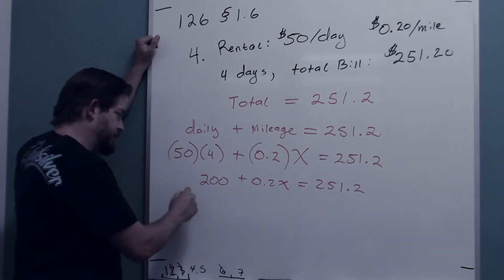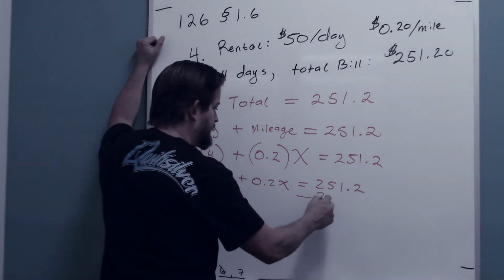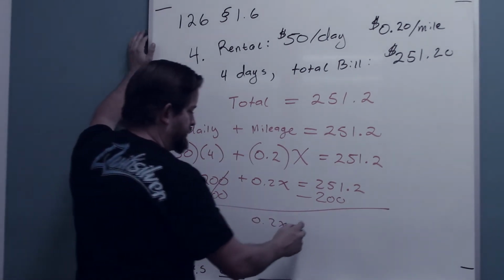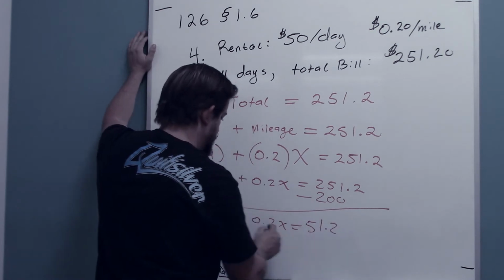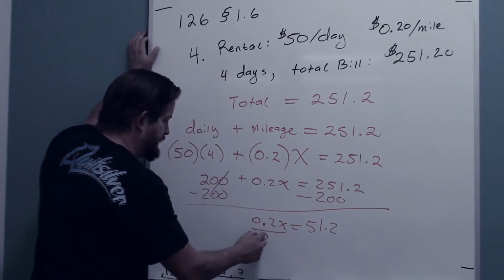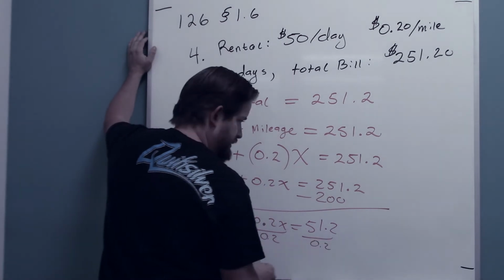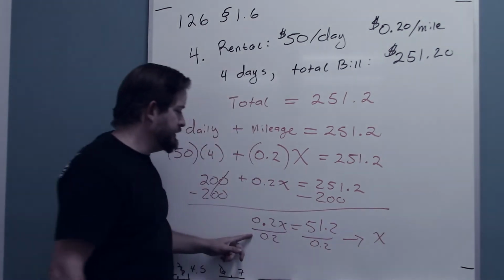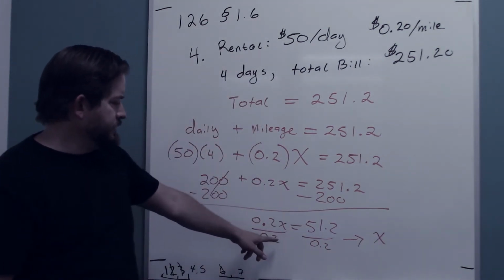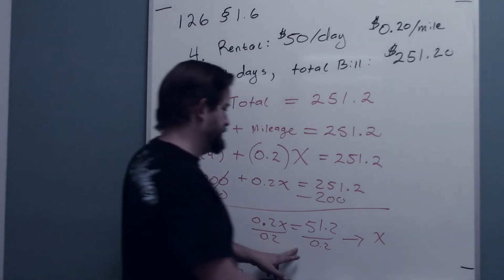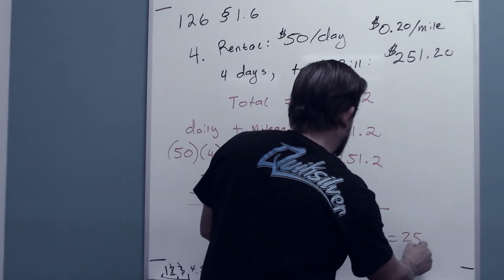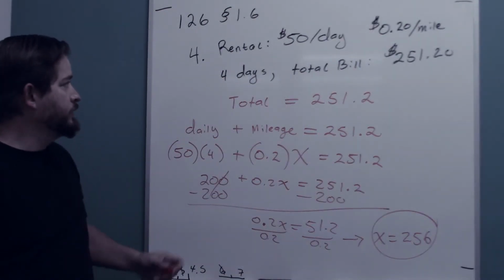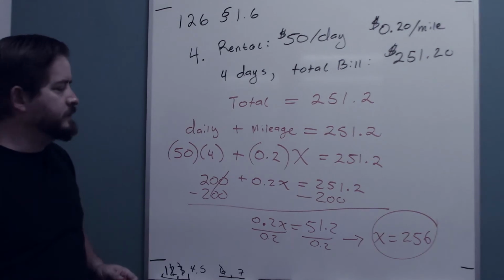equals 251.2. Subtract my 200. 0.2x equals 51.2. Right? And if I divide each side by 0.2, that gives me my x isolated on the left-hand side. On the right-hand side, I get 255 plus one more, so 256. And that should be my answer there. So, how far did he drive? 256 miles.